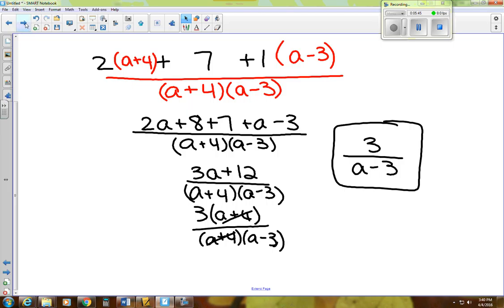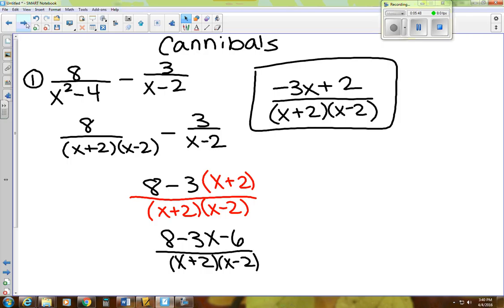So if you put the Cannibals practice in front of you, we'll go over a few problems from this paper as well. So with the Cannibals, we're going to really follow the same thing. In this one, however, the denominators have not all been factored, so we need to first factor it. So this is a difference of 2 squares, so it factors to x plus 2 x minus 2. Again, we take all of our factors from our denominators to find our LCD, and then we multiply by whatever fraction or factor is missing on both the numerator and the denominator.